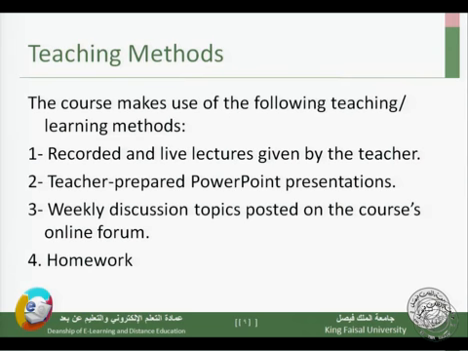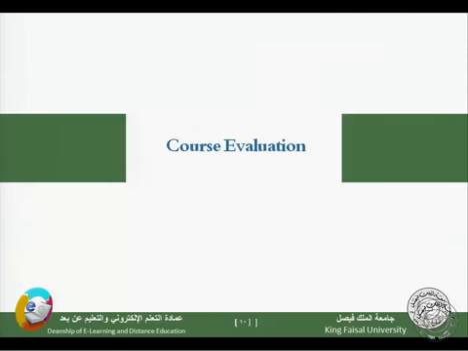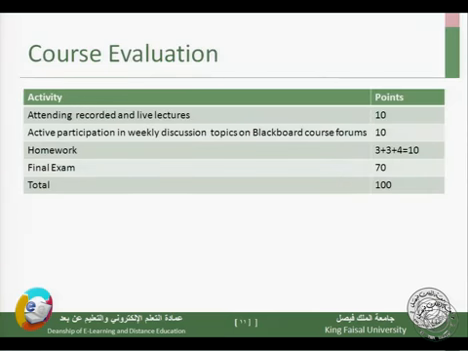Then we will have homework. There will be 3 different assignments throughout the course, and of course each one of these will have their own set of evaluation points. So we'll go through the evaluation points. First, attending recorded and live lectures will have 10 points assigned, so you need to be there for the live lectures, and you need to view the recorded lectures at your own time. This will have 10 points assigned to it, and it will be calculated automatically by the system. So when you view the live lectures and when you view the recorded lectures, you will get the full 10 points easily, inshallah.